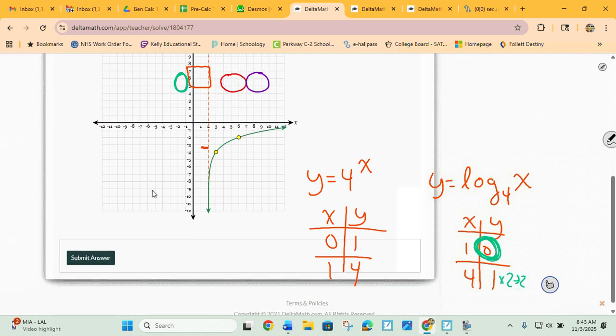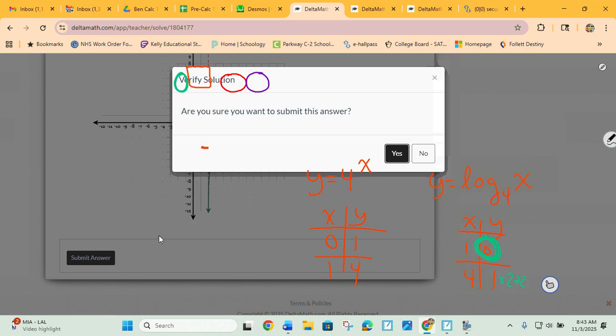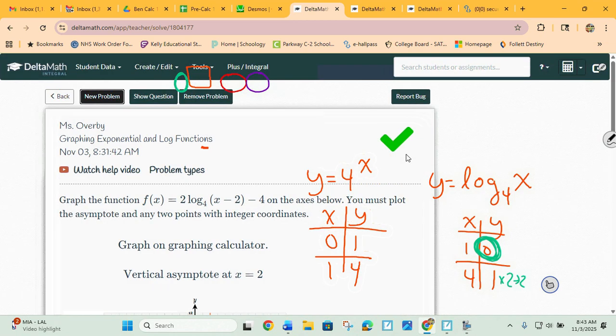All right, let's see if we get our green. Yep. Okay, you all go ahead and pause and then come back and let's do the second one. We only have 3 of them to do today.